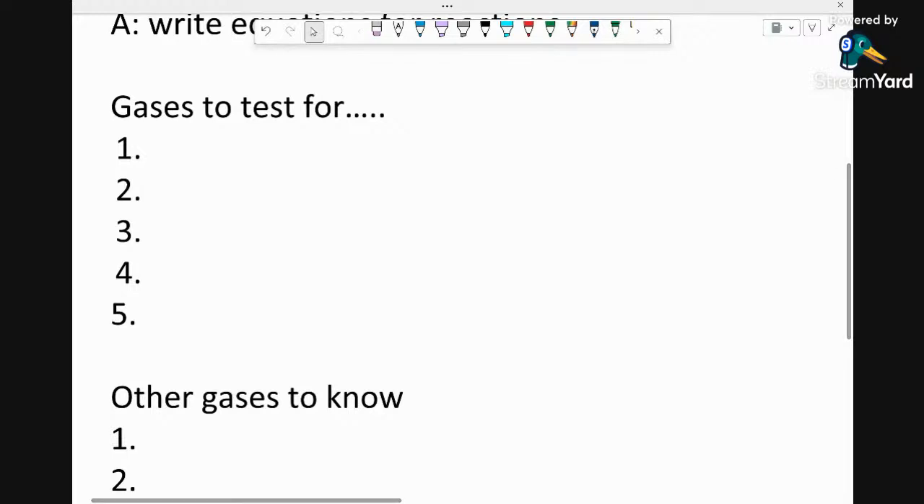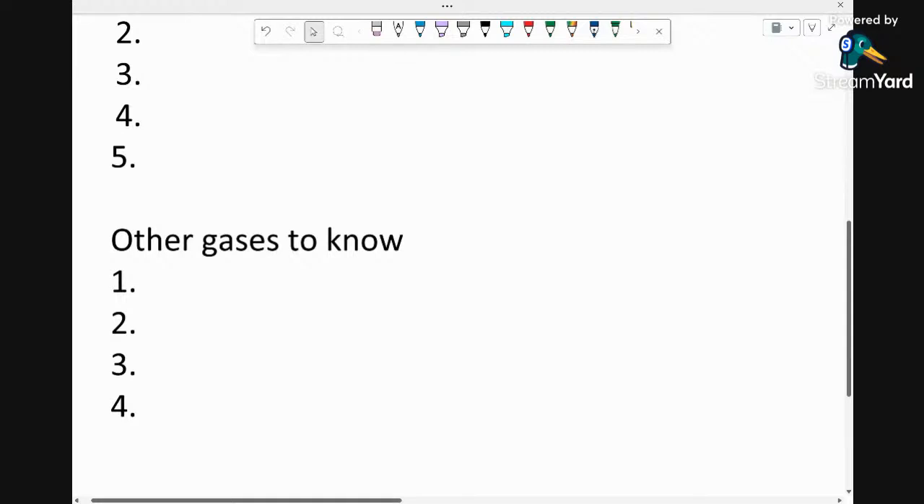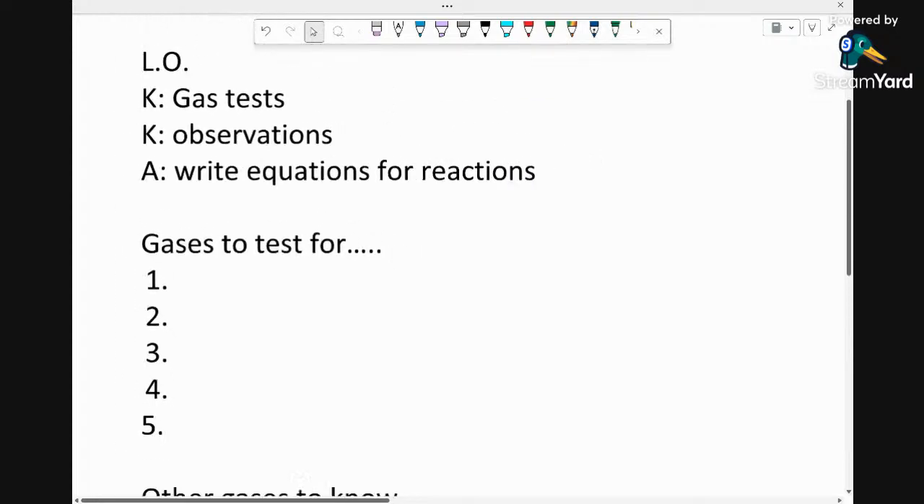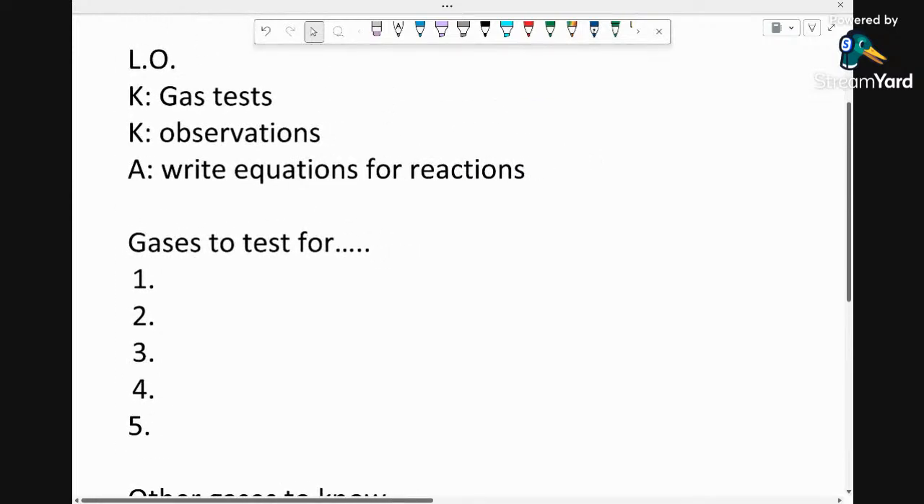At A-level chemistry, there are 5 gases that you need to test for. That is actually the same number that appears in GCSE. There's no actual difference. However, there are 4 other gases that you need to be able to know and recognize. So what I'm going to ask you to do is pause the video.